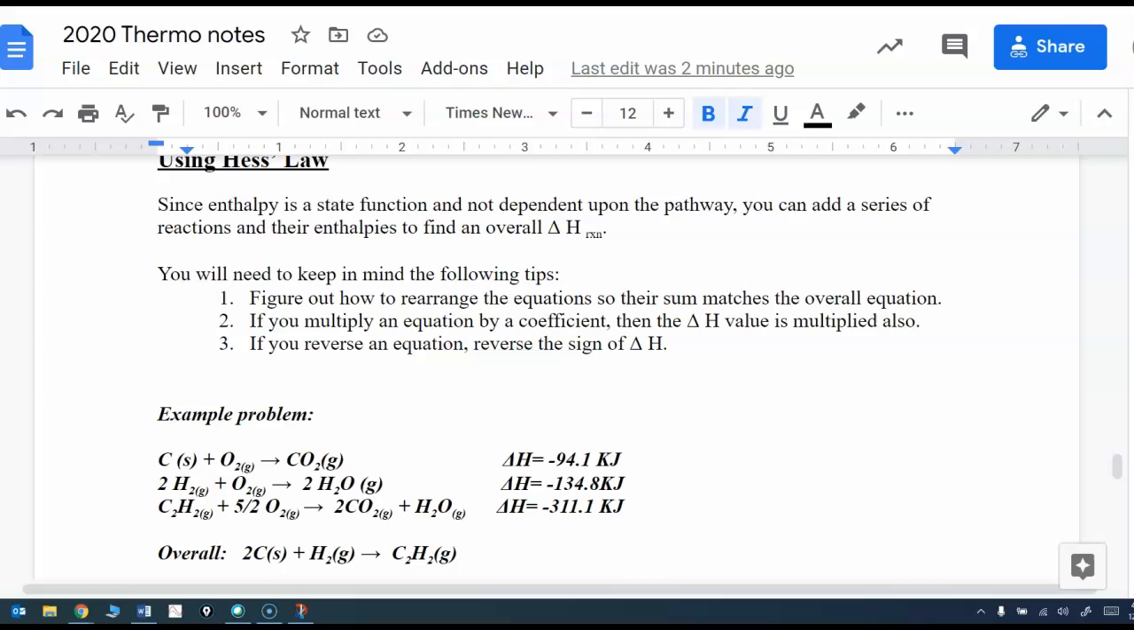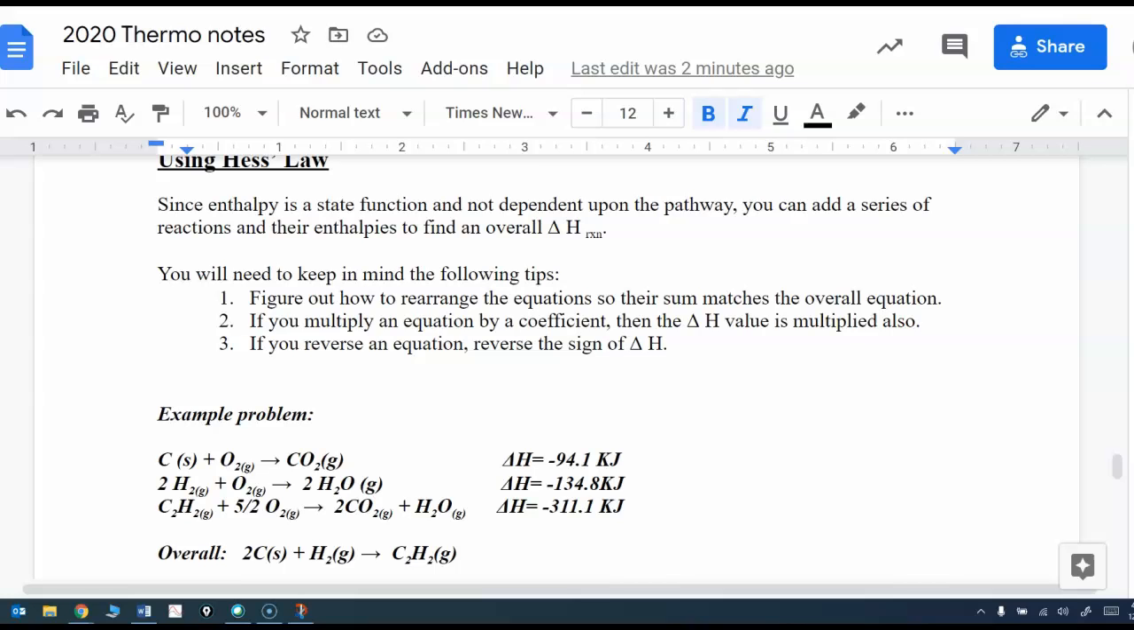And the reason we're able to do this is because enthalpy is a state function. That means it doesn't depend on the pathway as long as it comes out with the overall reaction. We're going to keep in mind the following tips. We're going to figure out how to rearrange the equations so their sum matches the overall equation. If we multiply an equation by a coefficient, then the H value will be multiplied as well. And if you reverse an equation, then you have to reverse the sign.